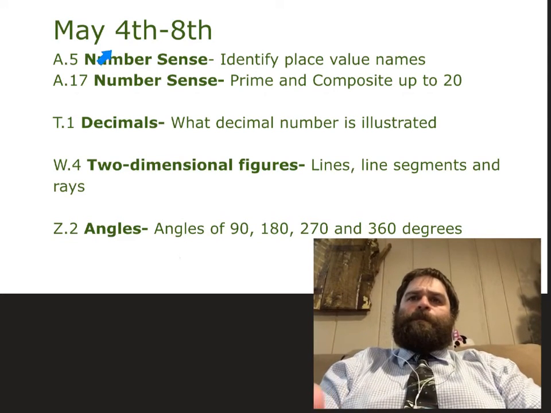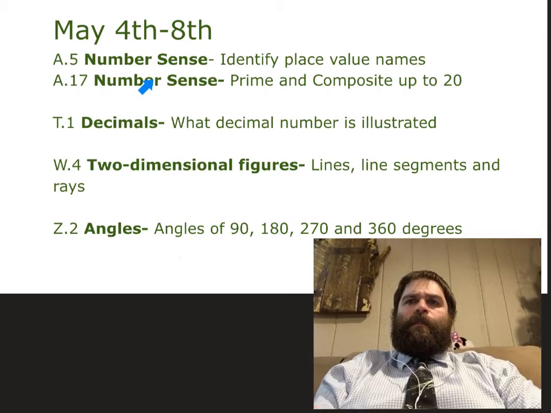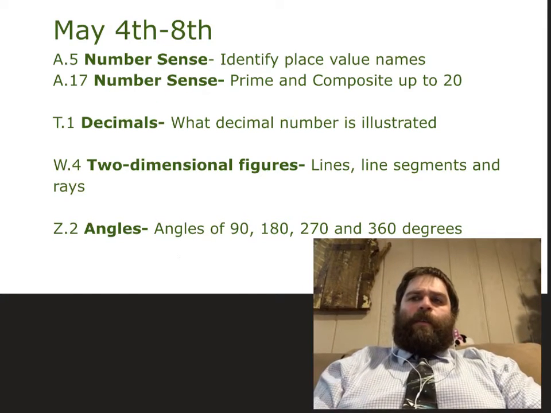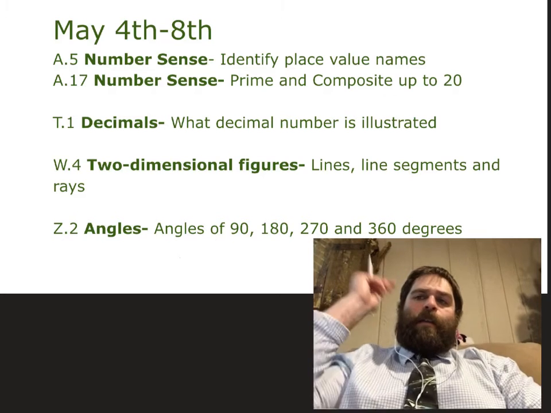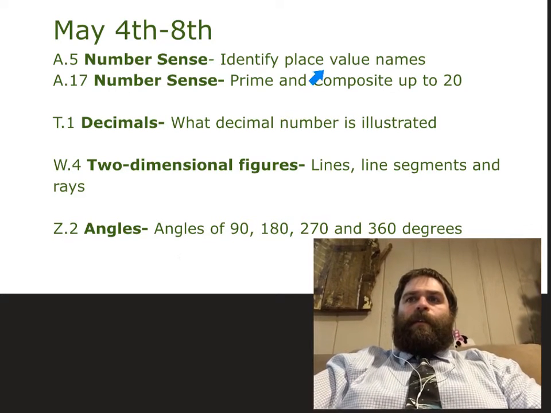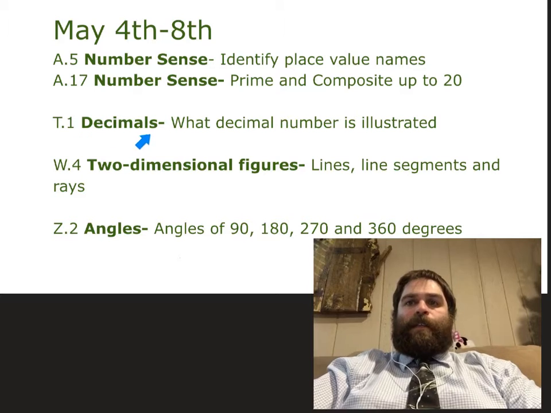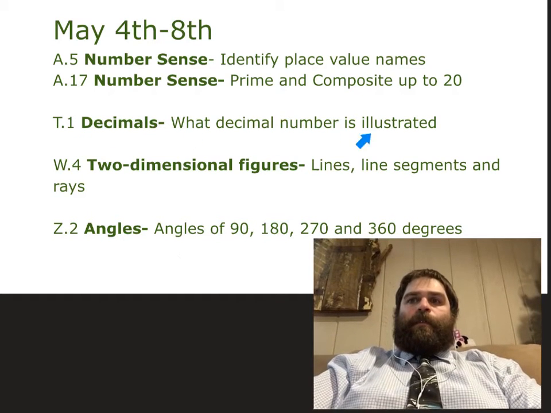So I'm going to go over all of these for this week. We got number sense that we're working on for two of them, and these should be, or some of these might be, highlighted depending on which class you're in. But take a look at these two for number sense, whether it's identifying place value or the prime and composites part. Letter T, if you go to section T, it's the first one, decimals. And we'll talk about that in the next part here.